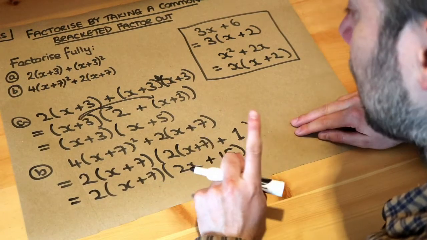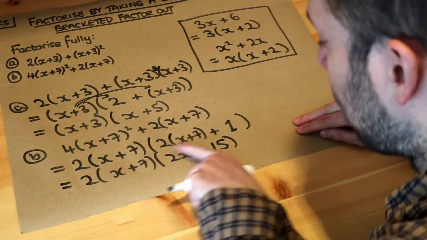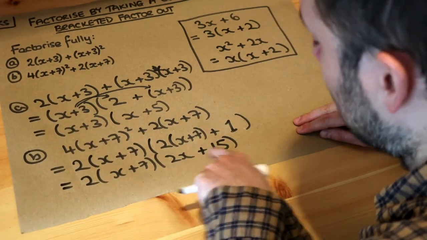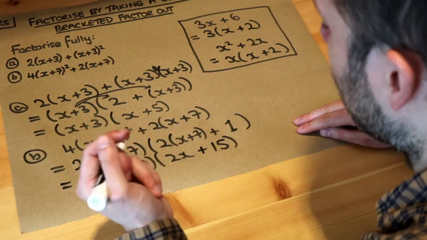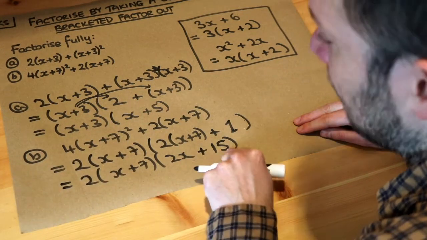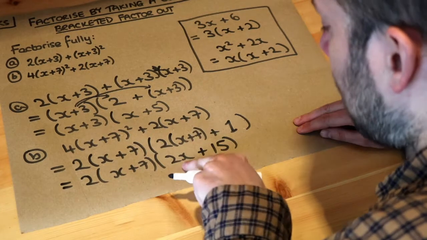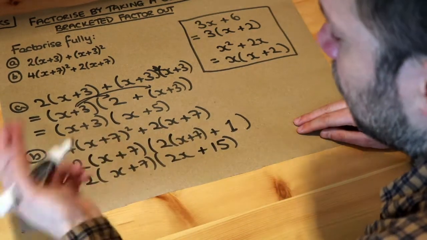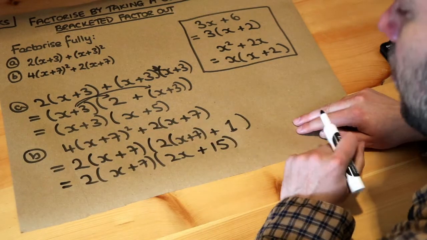You might find in certain harder questions that the second bracket you have there might still have a common factor. So 2x and 15, they don't have anything in common. But it might have been, for example, that you had 3x plus 6, and we have a common factor of 3, which we then need to factorise out. And if we took the 3 out, we then have 2 times 3, which is 6 on the front. So you may get harder questions like that.